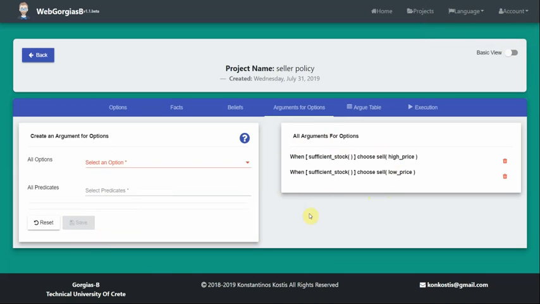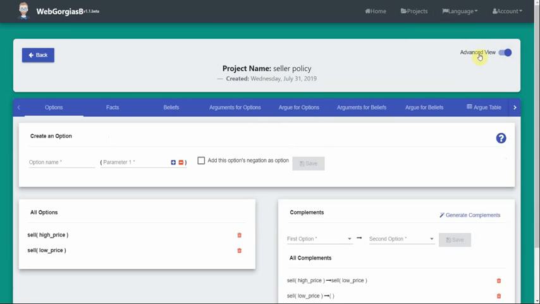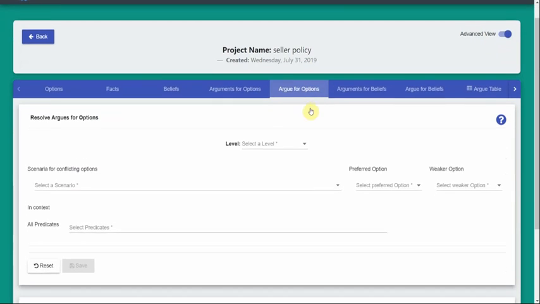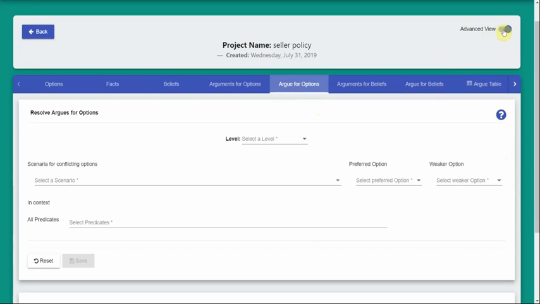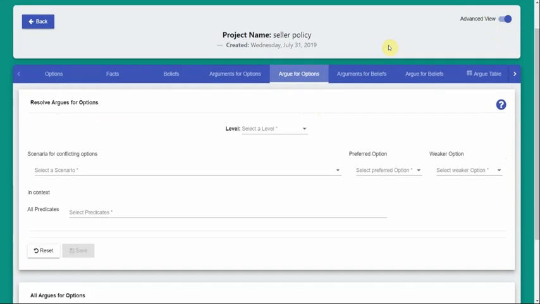And remember, these are not complete arguments. They are the arguments that unlock the options, that make them possible. I will argue now about them. And I will not argue using the table this time. I will argue using the Argue for Options tab here. In the Advanced View, you see? I'll switch to Advanced View.